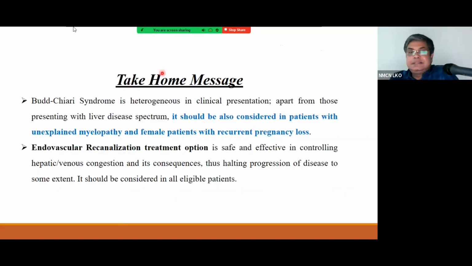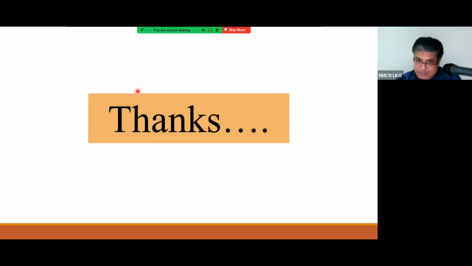So the take-home message is Budd-Chiari syndrome is heterogeneous in clinical presentation, and apart from those presenting with liver disease spectrum, it should also be considered in patients with unexplained myelopathy and female patients with recurrent pregnancy losses. Endovascular recanalization is a safe and effective treatment option in controlling hepatic venous congestion and its consequences, thus halting the progression of disease to some extent. It should be considered in all eligible patients. Thanks.